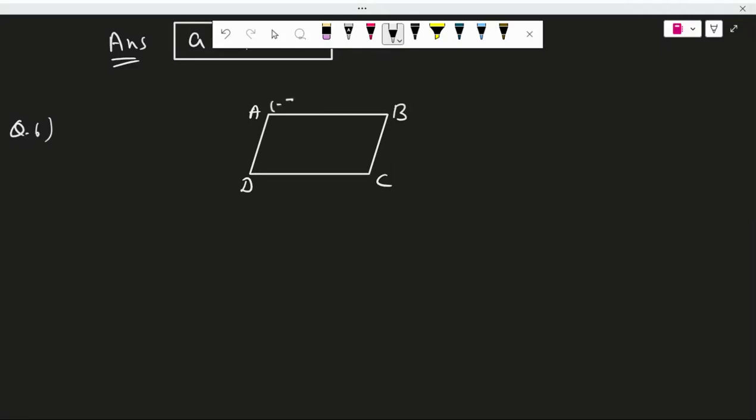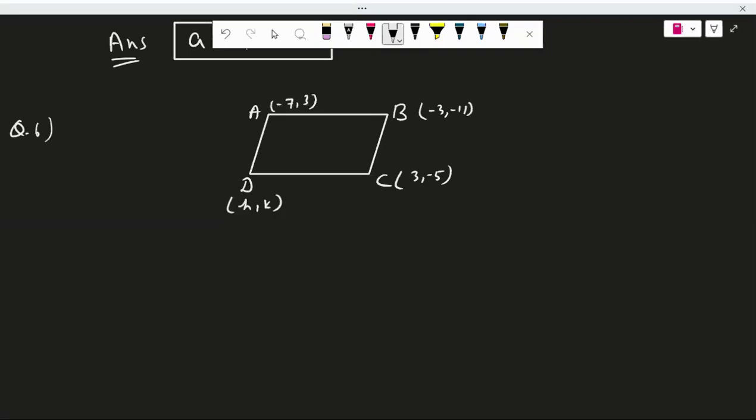A is (-7, 3). B is (-3, -1). C is (-11, 3)... no, C is (3, -5). And D we have to determine. Let's say the coordinates of D are (H, K).